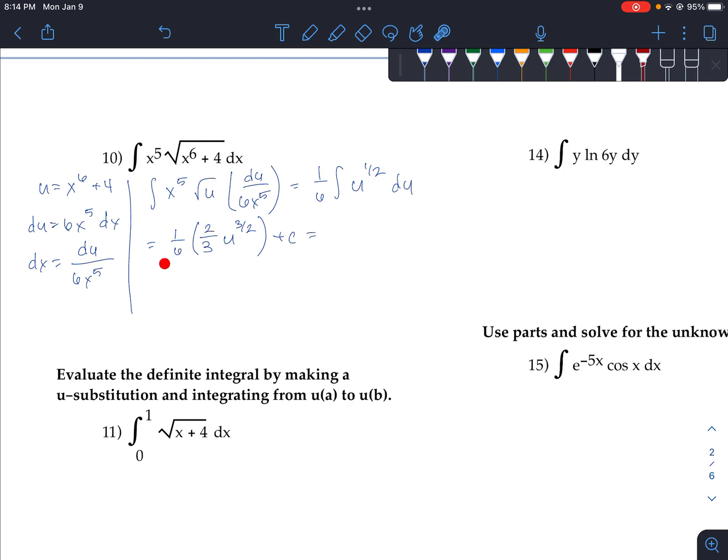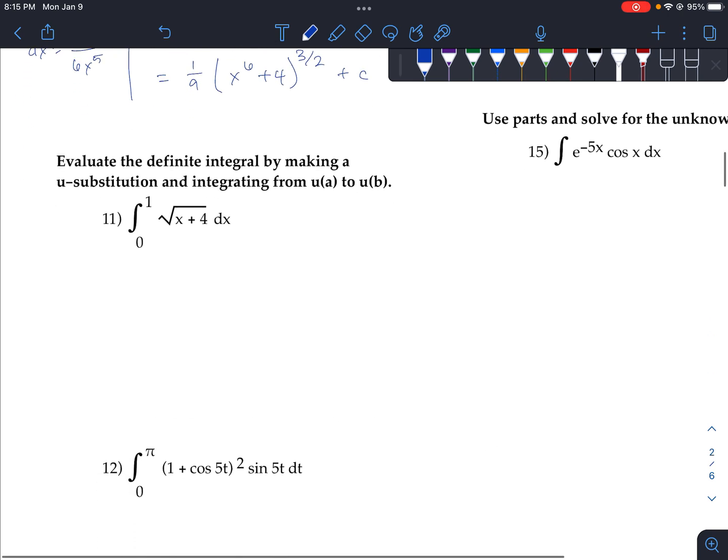That's going to result in 1/9, I believe it should be. Yeah, 1/9. So that's going to be 1/9 u to the 3/2 plus c, and undo the substitution, so 1 over 9, and my substitution was x to the 6th plus 4 raised to the 3/2, and then plus c.